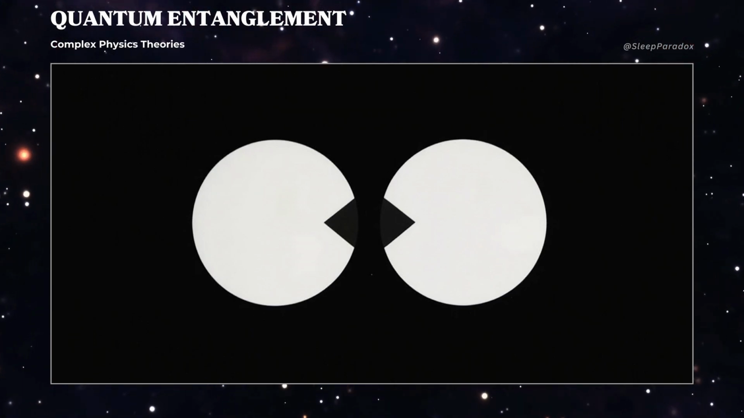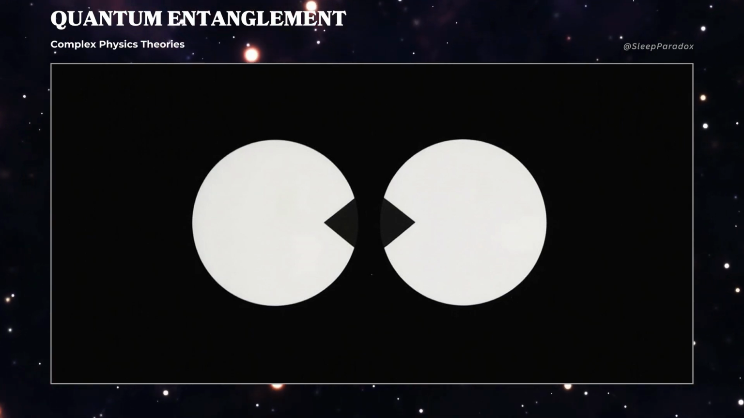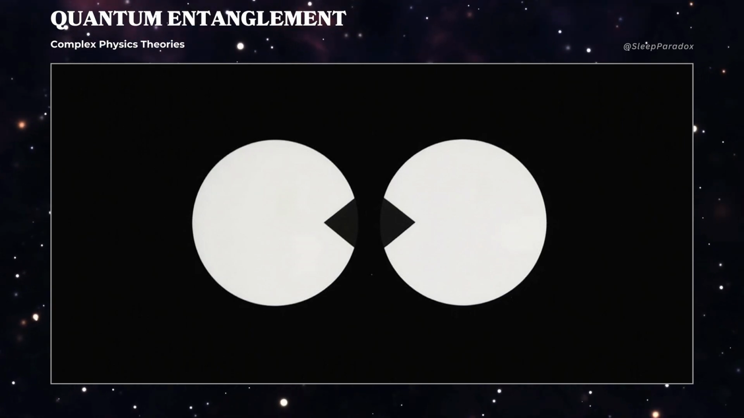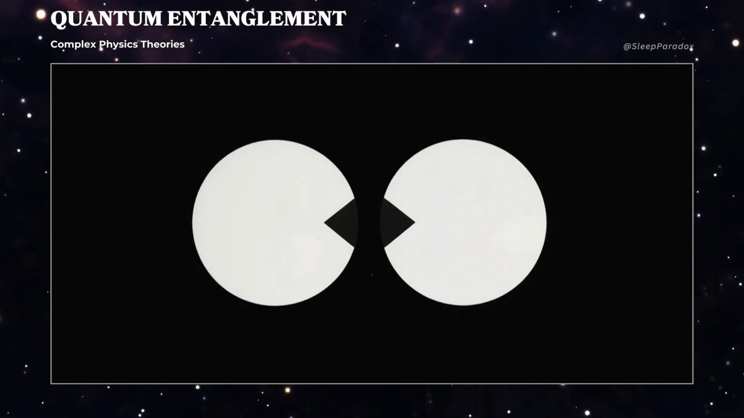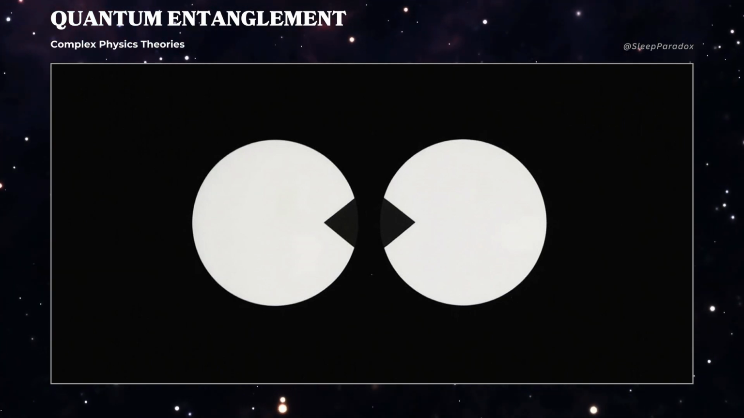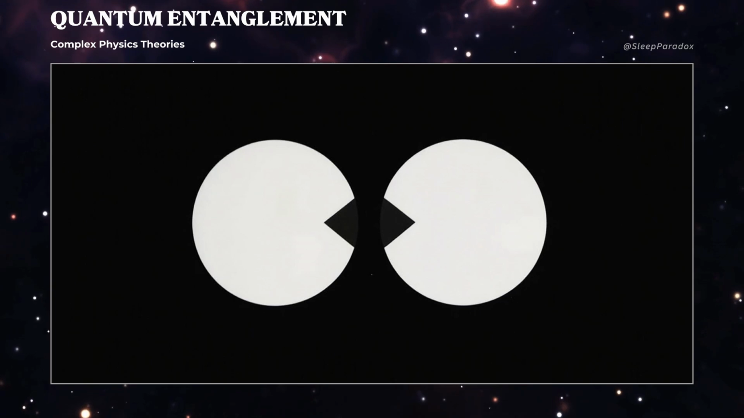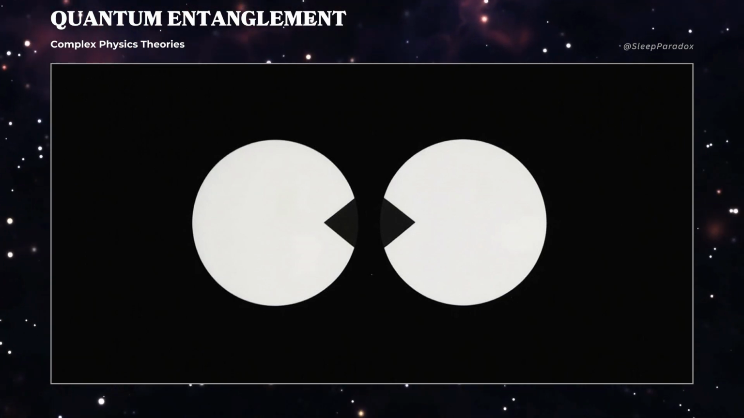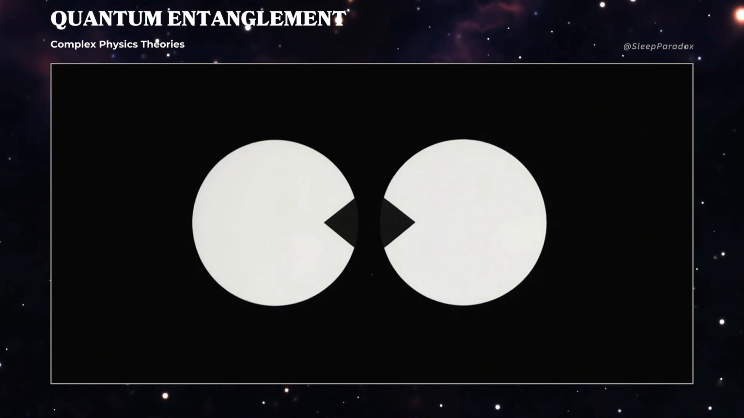Now suppose you send one of the particles to one side of the universe and the other to the opposite side. When you measure the spin of the first particle, it instantly determines the spin of the second, no matter how far apart they are. It's as if information has traveled faster than the speed of light. But nothing physical is transmitted between them. Instead, the two particles are part of a single indivisible quantum system, even when they are separated by great distance.